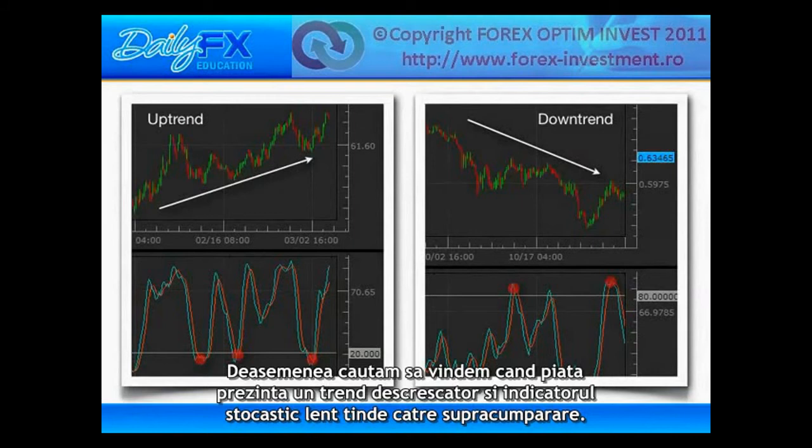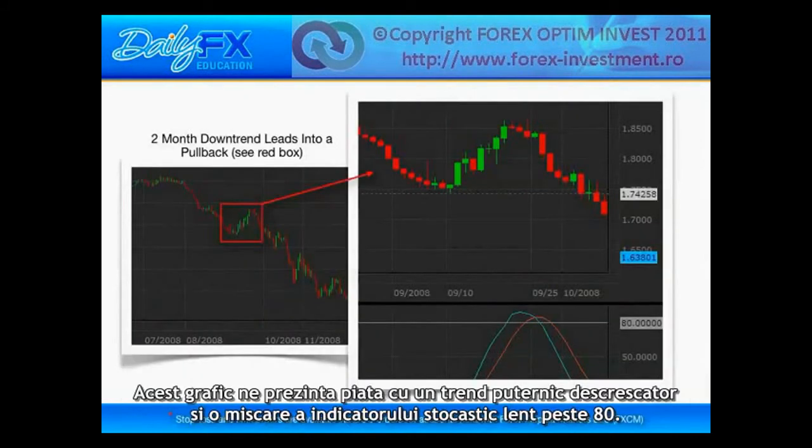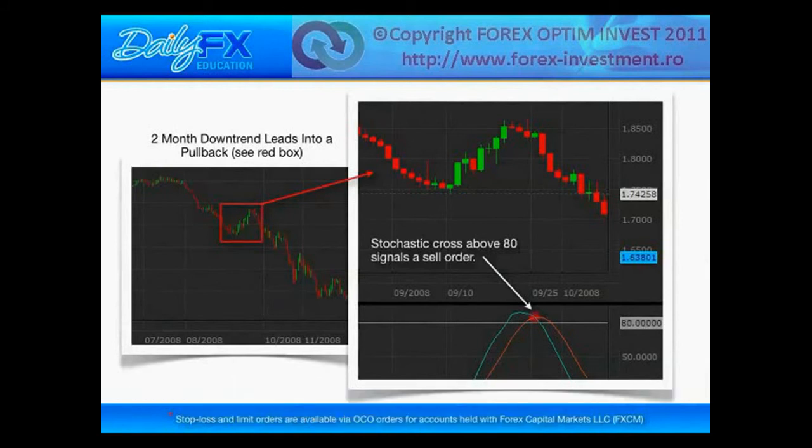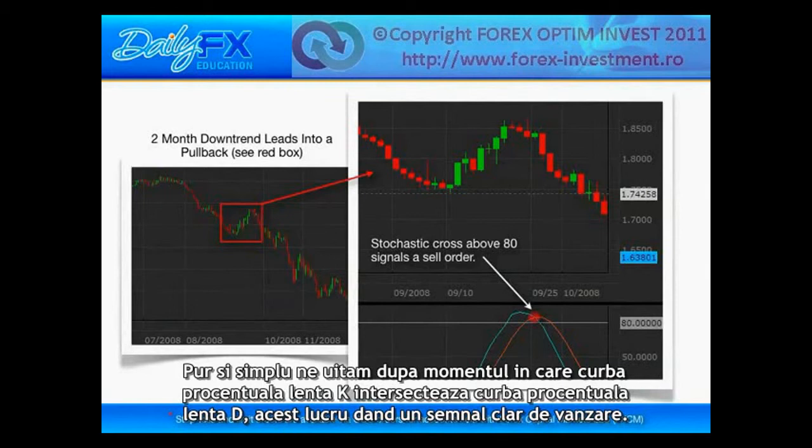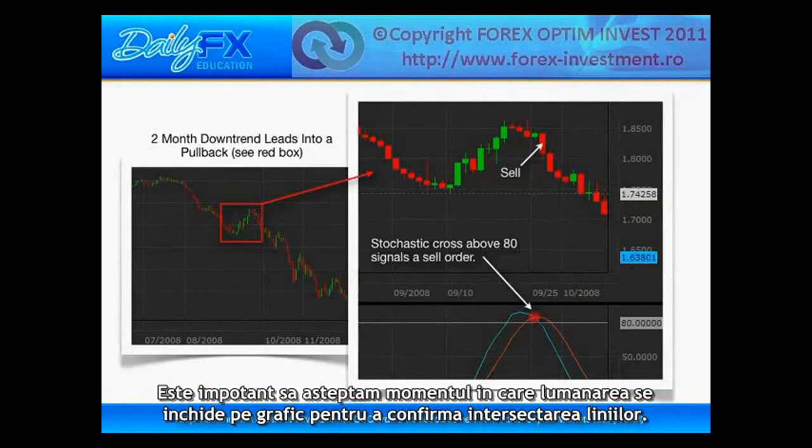This chart shows the market in a strong downtrend, and a move by the slow stochastics to above 80. This is a classic selling opportunity. We simply look for the slow percentage K line to cross below the slow percentage D line to signal our sell entry. It's important to wait for the candle to close on the chart to make sure the crossover has been confirmed.